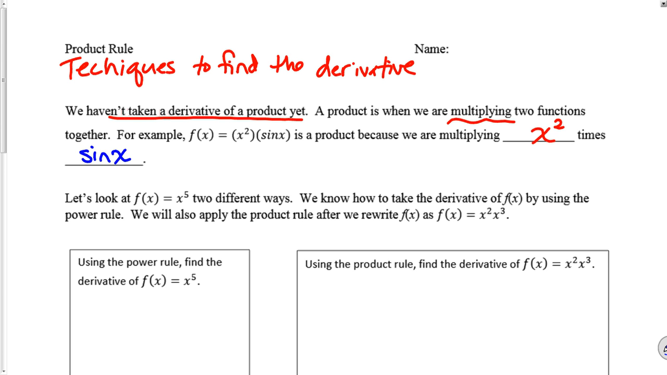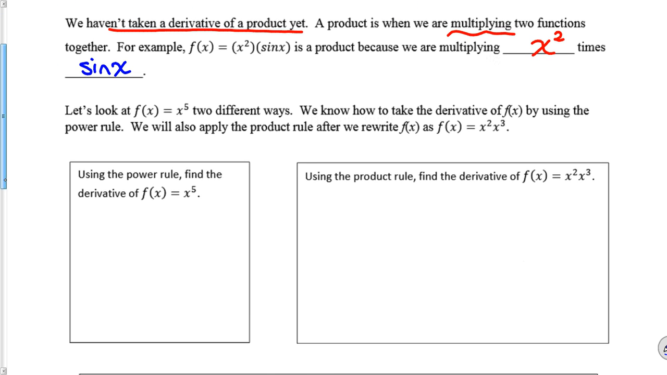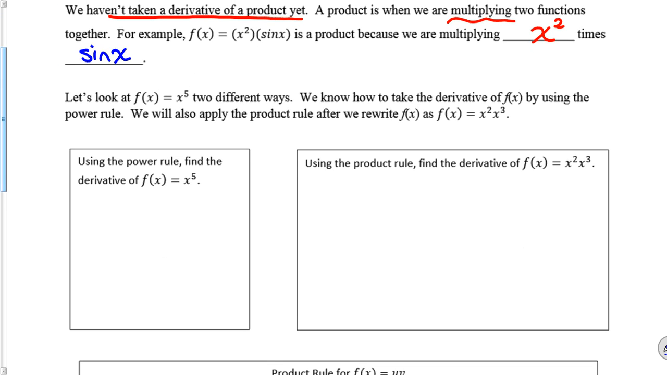So let's just take a look at this and see what's going on. I'm going to scroll down a little bit. So we're going to look at this function, f of x is equal to x to the fifth, and we're going to look at it two different ways. We already know how to find that derivative with the power rule. And what we're going to do is apply the product rule after we rewrite f as x squared times x cubed.